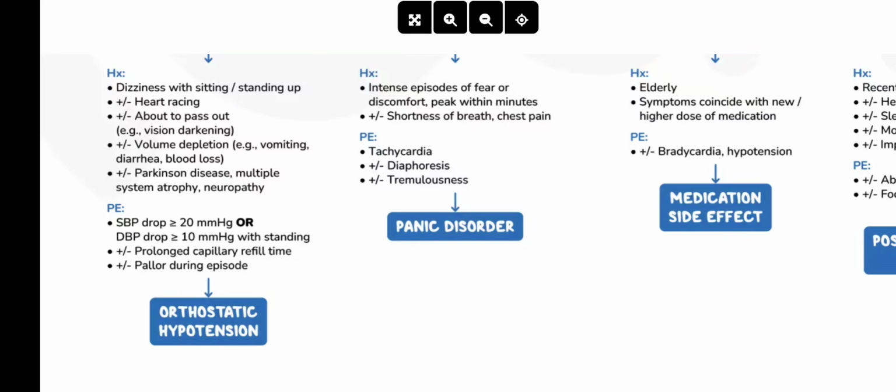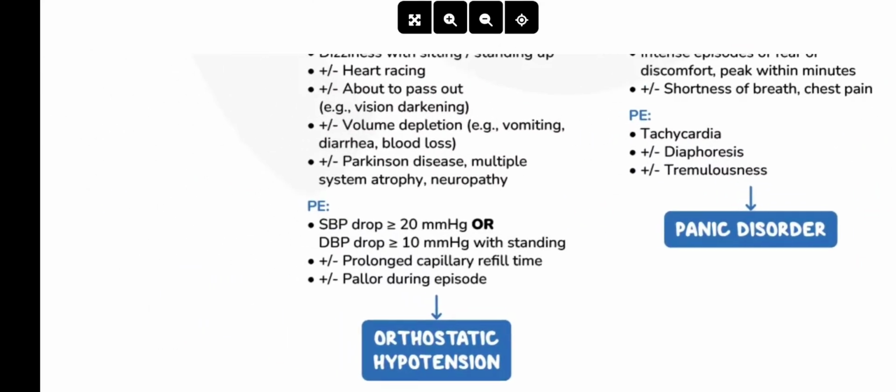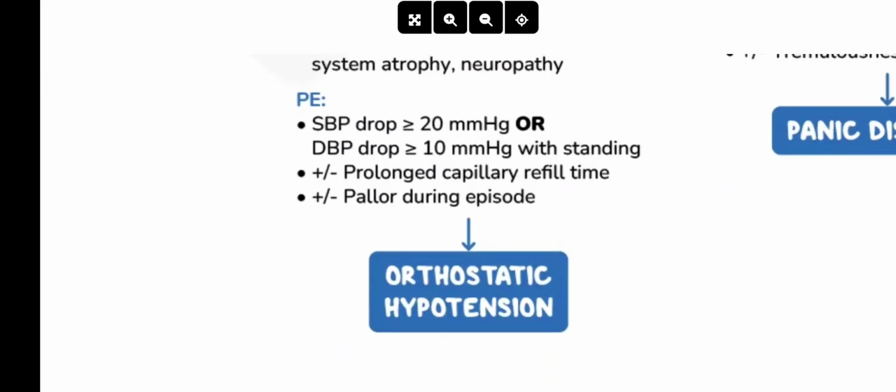And on physical examination, in case of orthostatic hypotension, we'll find a systolic blood pressure drop greater than or equal to 20 millimeters of mercury, or a diastolic blood pressure drop greater than or equal to 10 millimeters of mercury with standing. We may find prolonged capillary refill time or pallor during the episode.